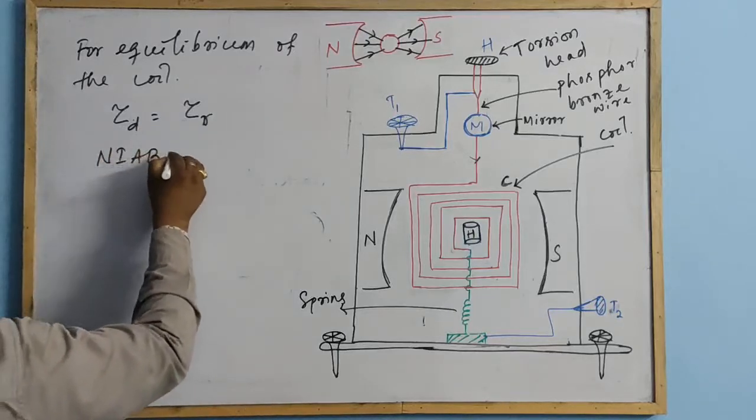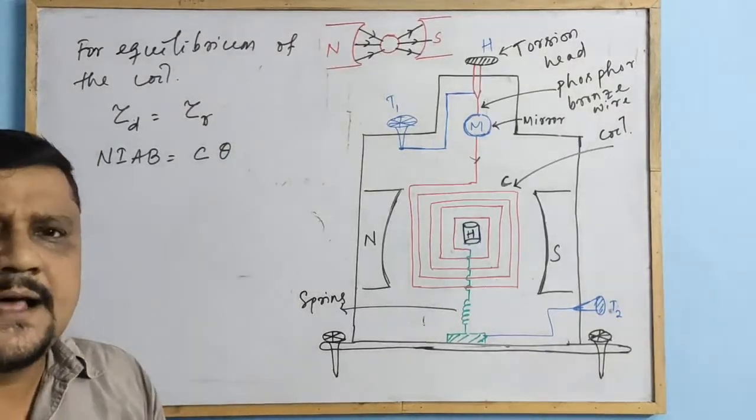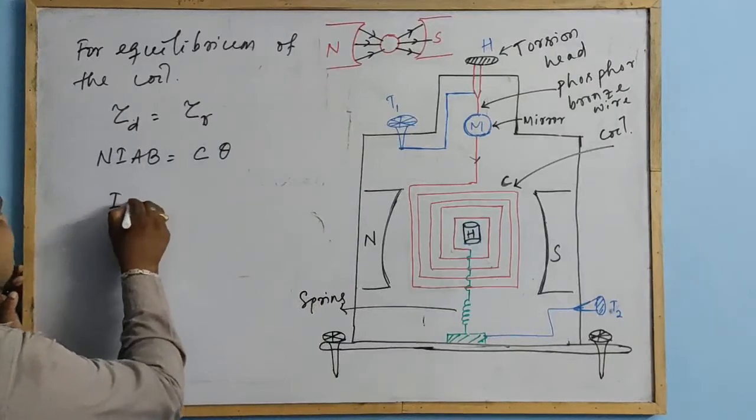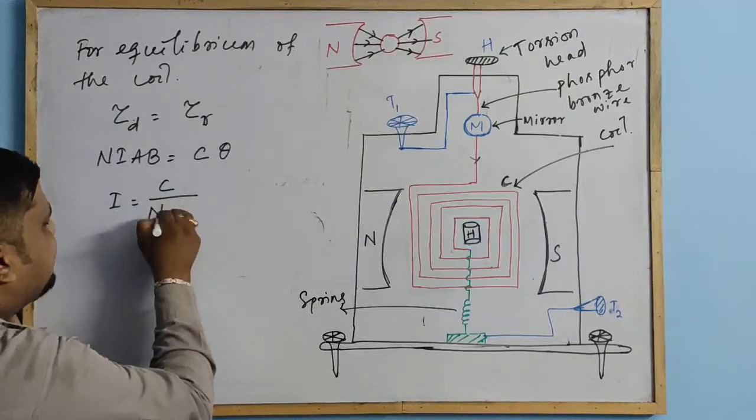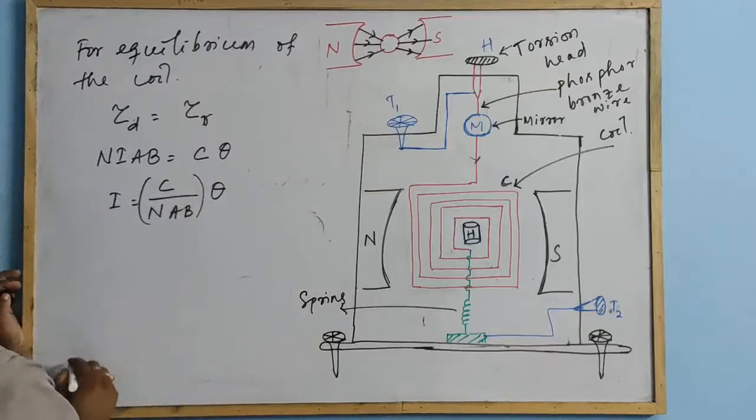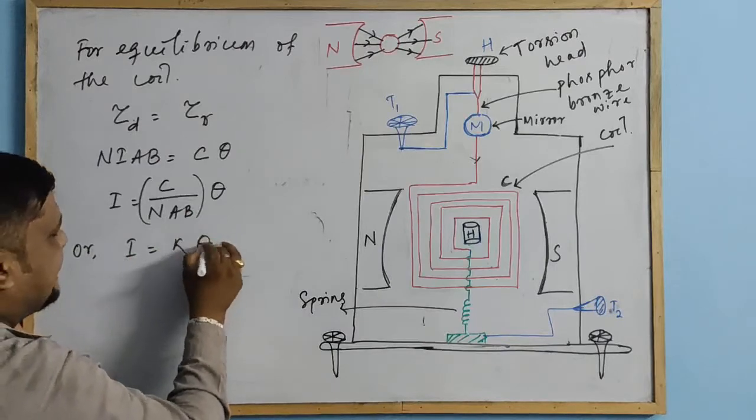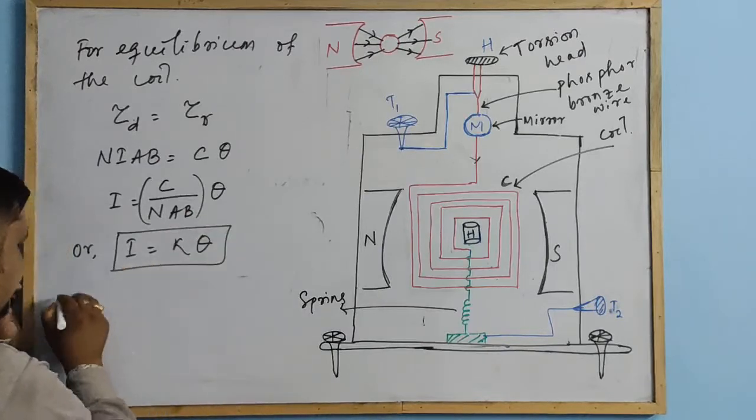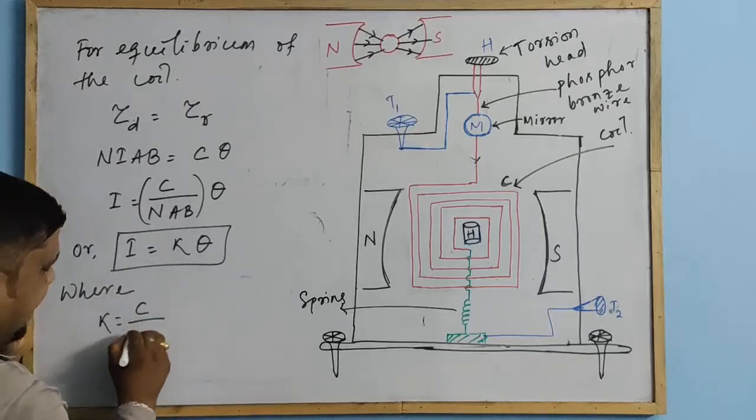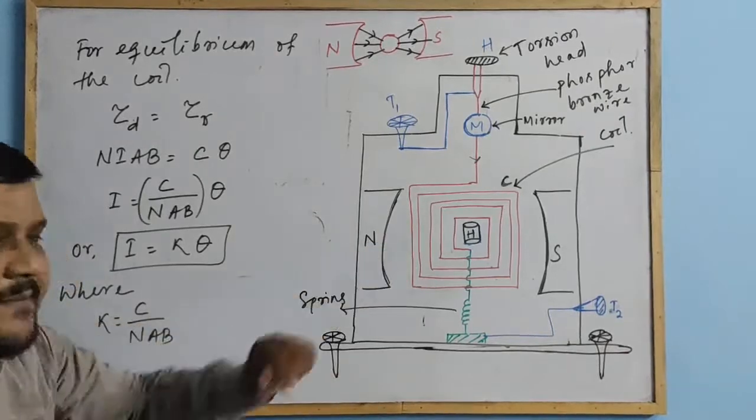NIAB is equal to c theta under equilibrium. So we can write I is equal to c by NAB into theta, or I is equal to k theta, where this k is equal to c by NAB, which is again a constant for a galvanometer.